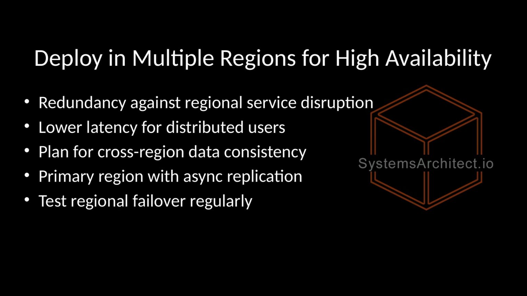12. Deploy in multiple regions for high availability. Authentication is on the critical path for essentially every user interaction, which makes it one of the worst places in your architecture to have a single point of failure.